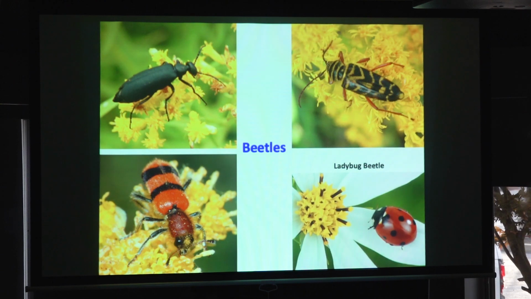And then there's the beetles. The beetles were the original pollinators back in the day when flowers were a new thing, millions of years ago.